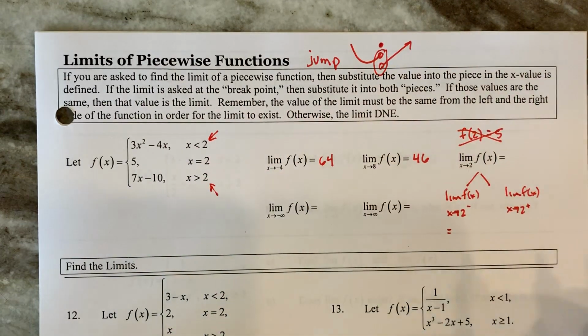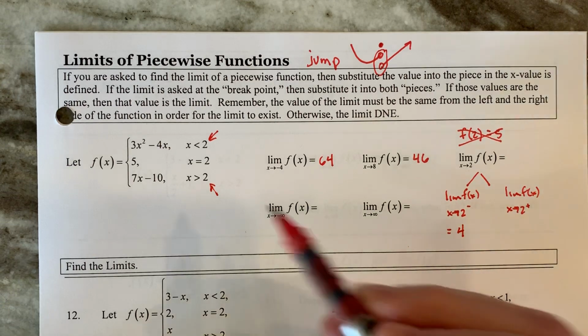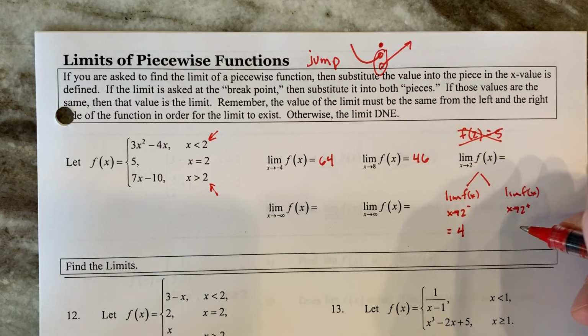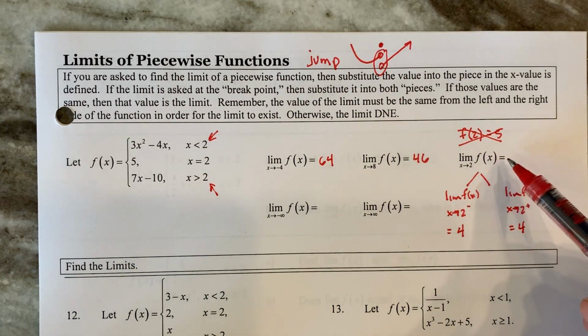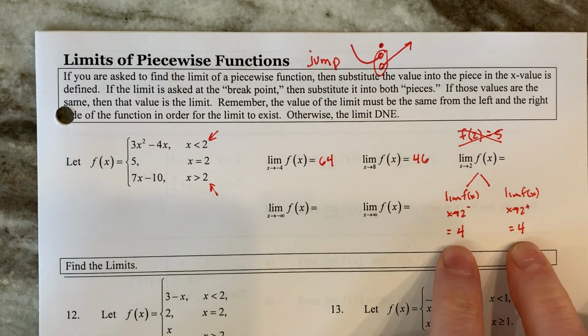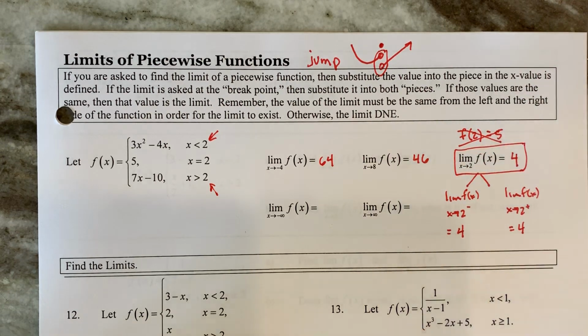So from the left, we found out that we got a value of 4. From the right part, where it's just bigger than 2 and beyond, I get 14 minus 10, which is also 4. And according to what we defined, a limit will exist if it approaches the same thing from both sides. So in this case, it did, so my limit is 4. All right, and that's basically how you deal with piecewise function limits.